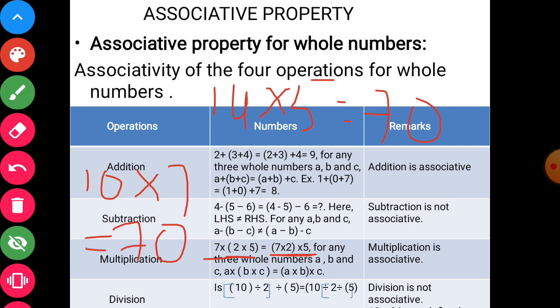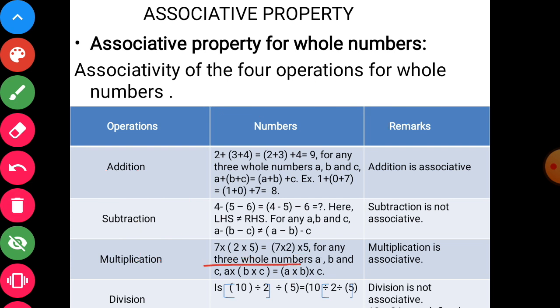So here for any 3 whole numbers A, B and C, A into (B into C) is equal to (A into B) into C. So multiplication is associative.